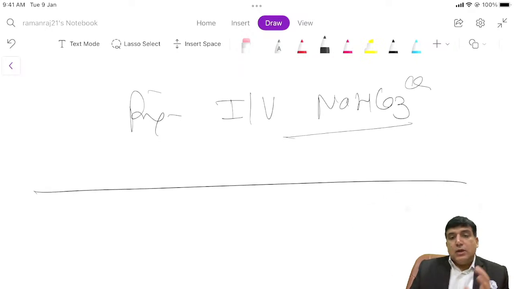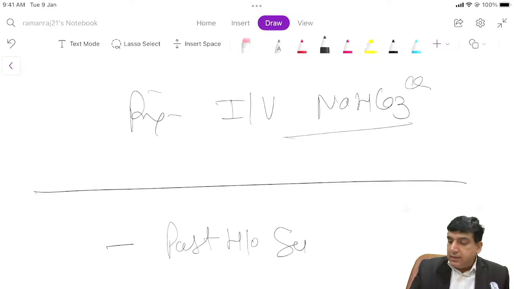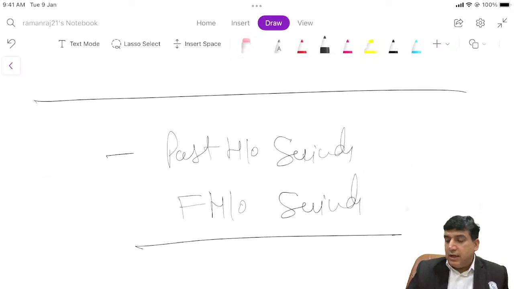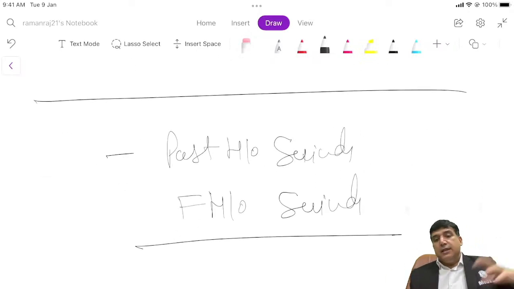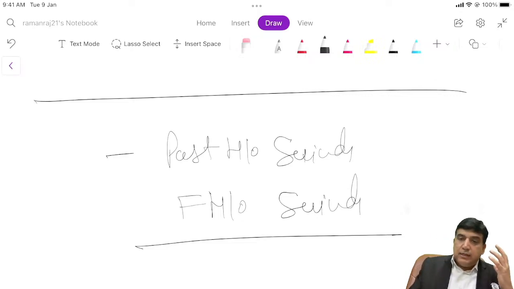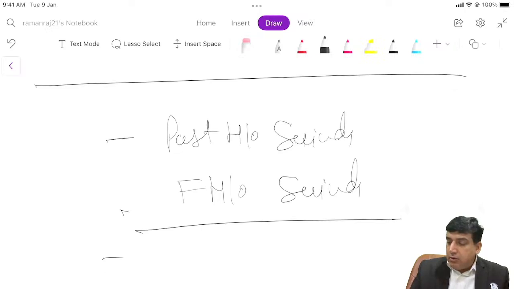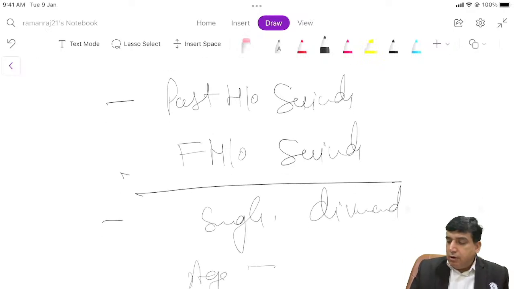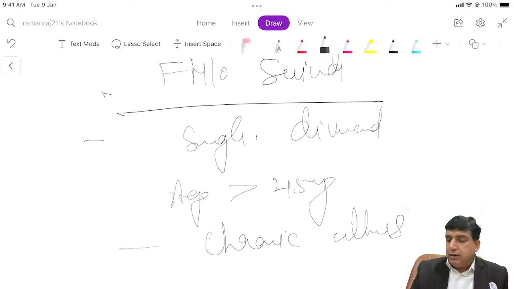What are the risk factors of suicide? If the person has a past history of suicide, or a family history of suicide. In our society, when going for marriage or something, they always ask whether suicide was there in the family or not. Our elderly people may not have a good knowledge of science, but all these things are based on science. Also if the person is alone, like single, or divorced, if the age is more than 45 years, or the person is suffering from chronic illness. These are the predictors of suicide.